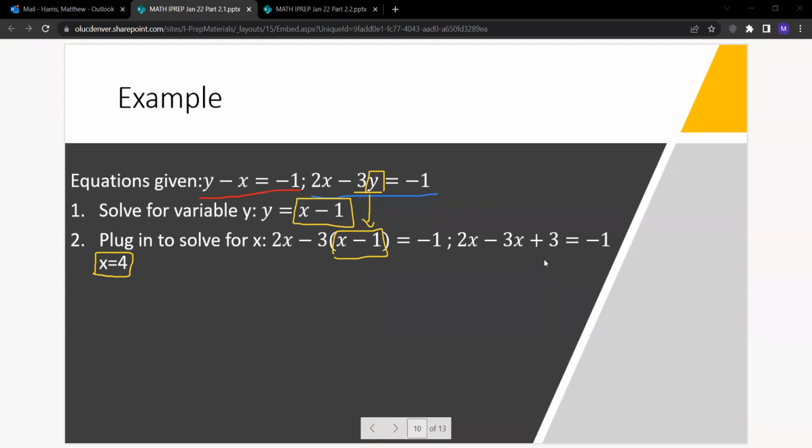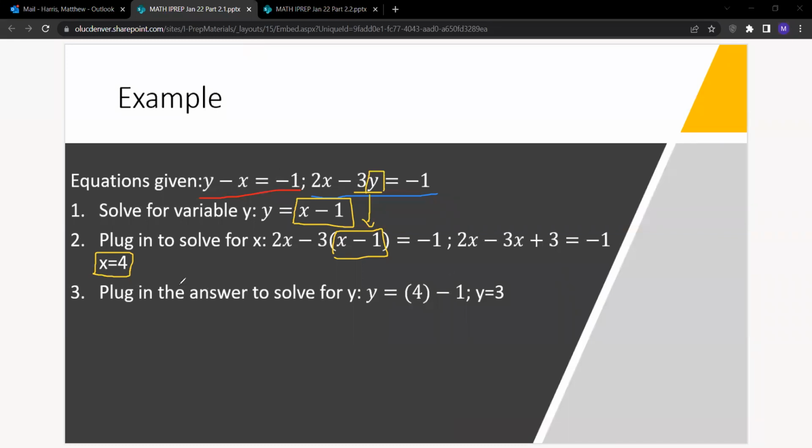But we're not done yet, right? Because as we know, we still have to solve for y. So all you do here is you plug in your answer for x into either equation, whichever one is easier. So in this case, our first one looks pretty easy, right? y minus x equals -1. So we'll go ahead and plug it in. So y equals x minus 1 becomes y equals 4 minus 1, right? And then when we solve for that, we get y equals 3.